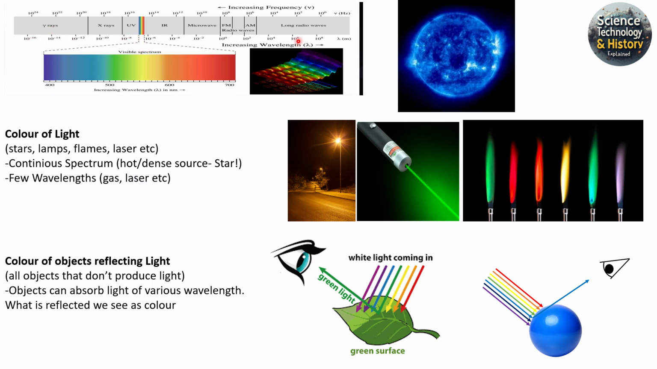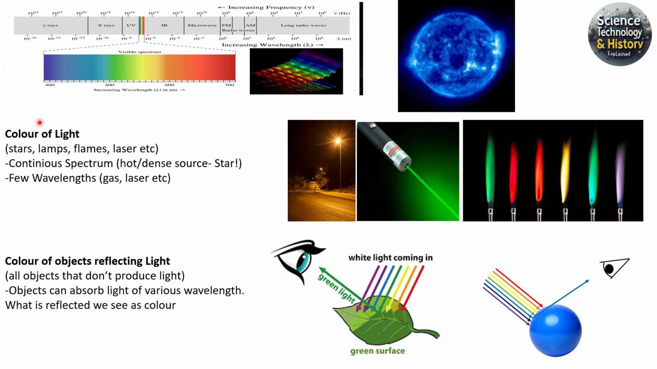If you look at the whole spectrum, short wavelength is blue and longer wavelength is red, and we have all the colors of the rainbow in between. And then we need to distinguish that the color of light is not the same thing as when we say the color of an object that reflects light.